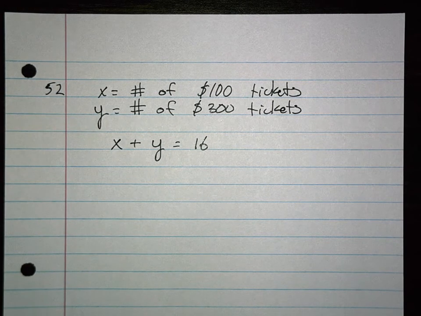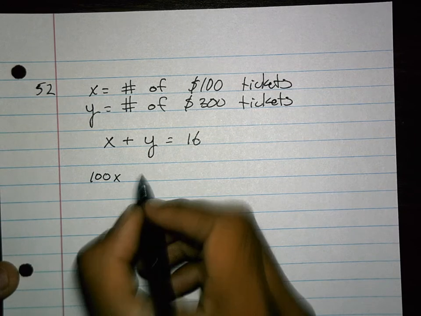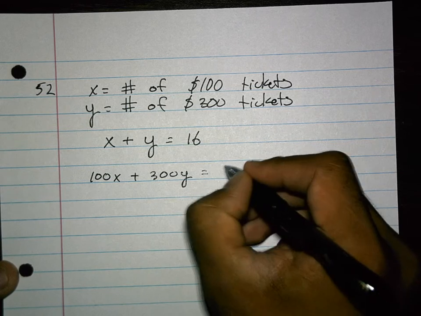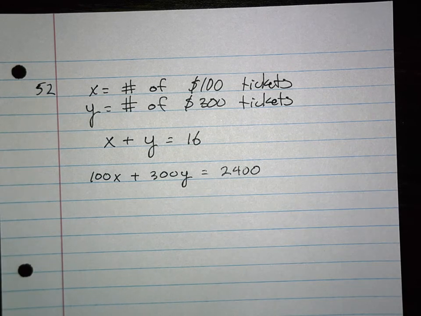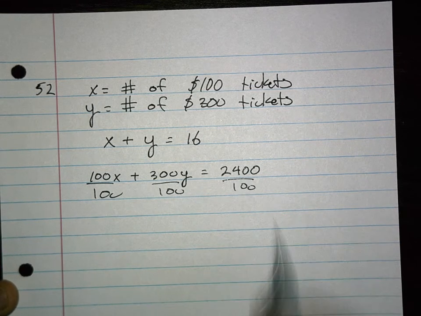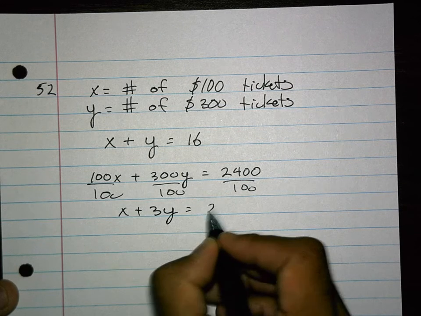Now, then the other equation involves money. So this is going to be $100 times the number of how many were bought in advance, plus $300 times the number that were bought at the door, and that equals $2,400. So I can go ahead and work this out. What I'm going to go ahead and do here is divide everything by 100. And so now I get x plus 3y equals 24.